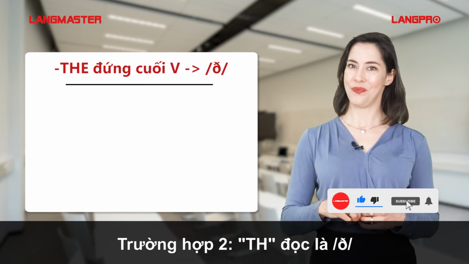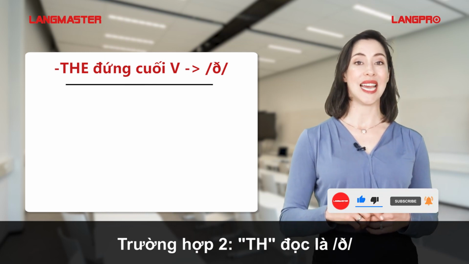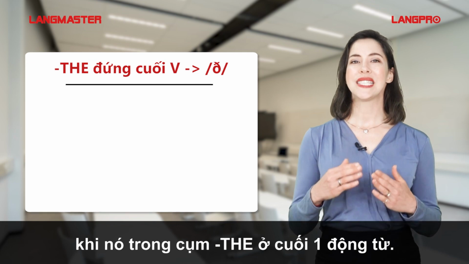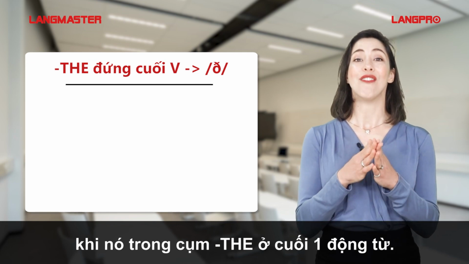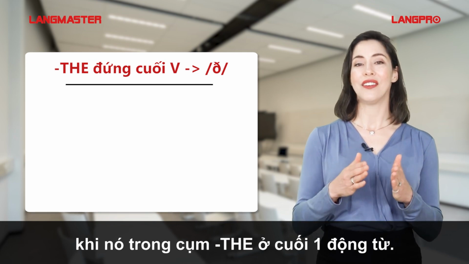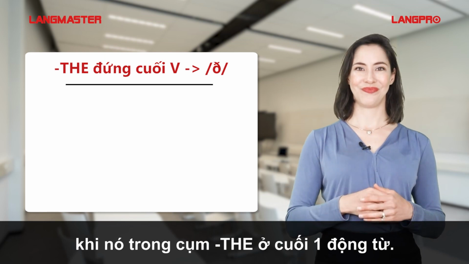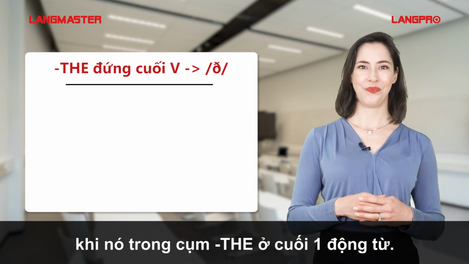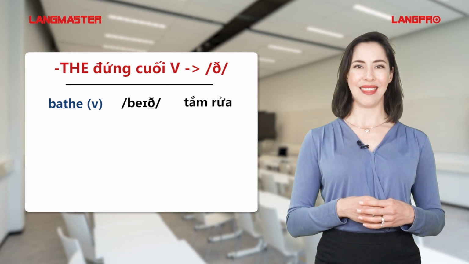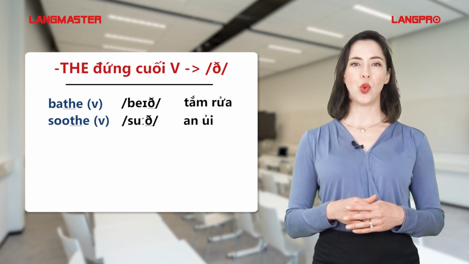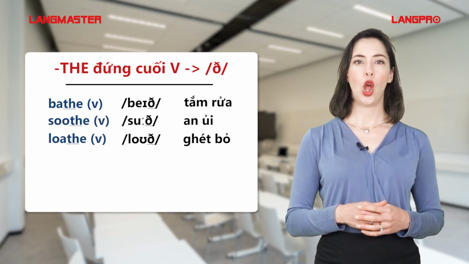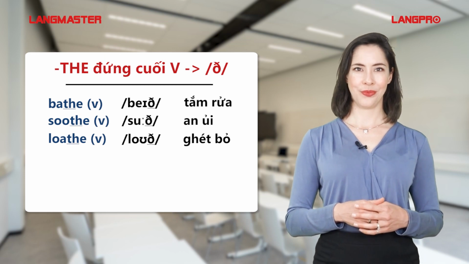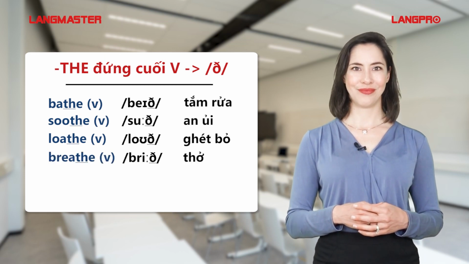Case number two. The TH is pronounced as /ð/ when it stands at the end of a verb. For example, bathe, soothe, loathe, breathe.